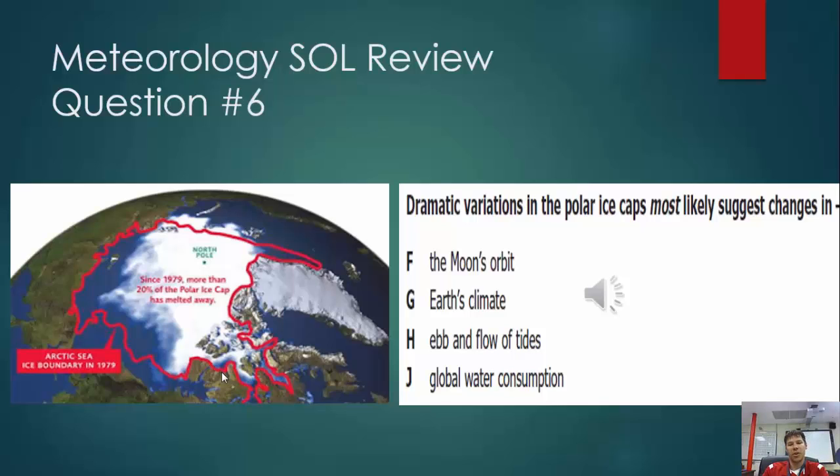So this is a question regarding climate change and the Earth's rising temperatures, which is going to decrease the amount of ice in the North and South Pole.